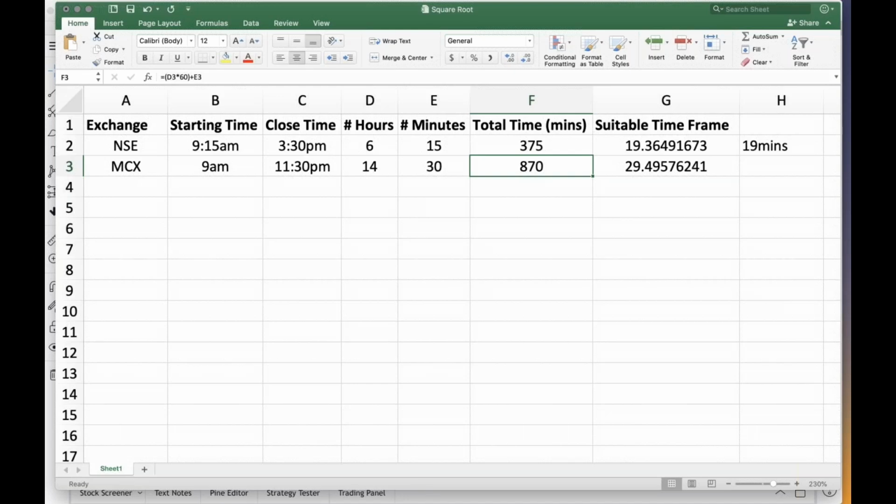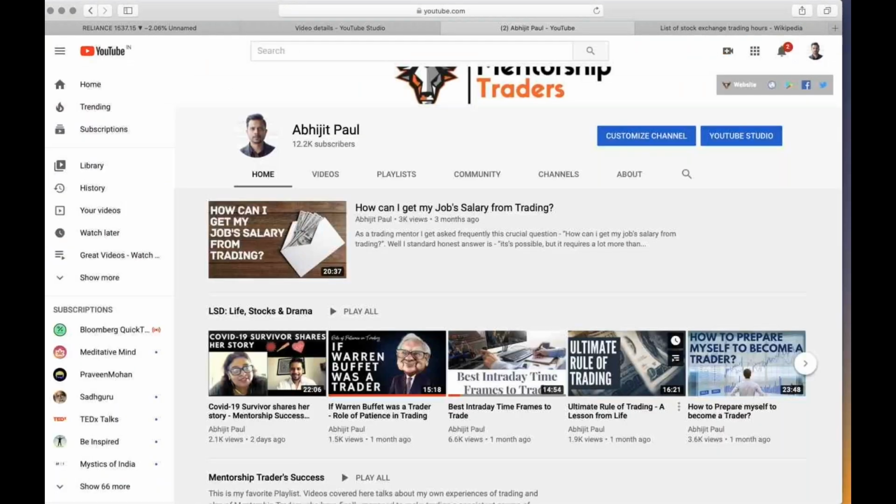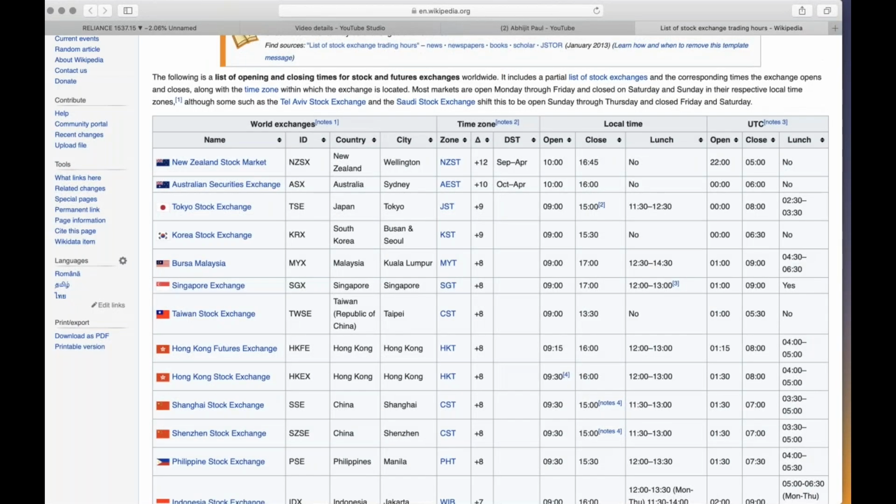But then if it's MCX, and let's say it starts at 9 o'clock in the morning and ends at 11:30, you're looking at 14.5 hours of trading, which boils down to around 870 minutes of trading for the entire day. And if you take the square root, it comes to around 29.5 minutes. So you can say 30 minutes.